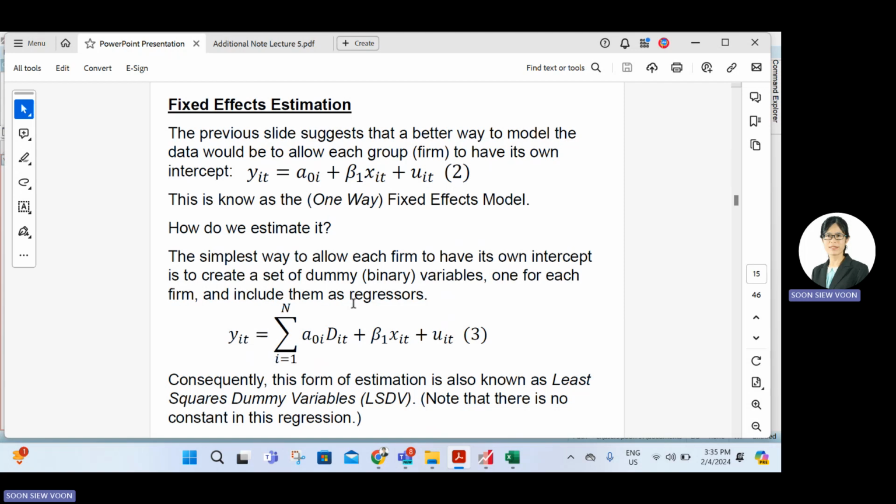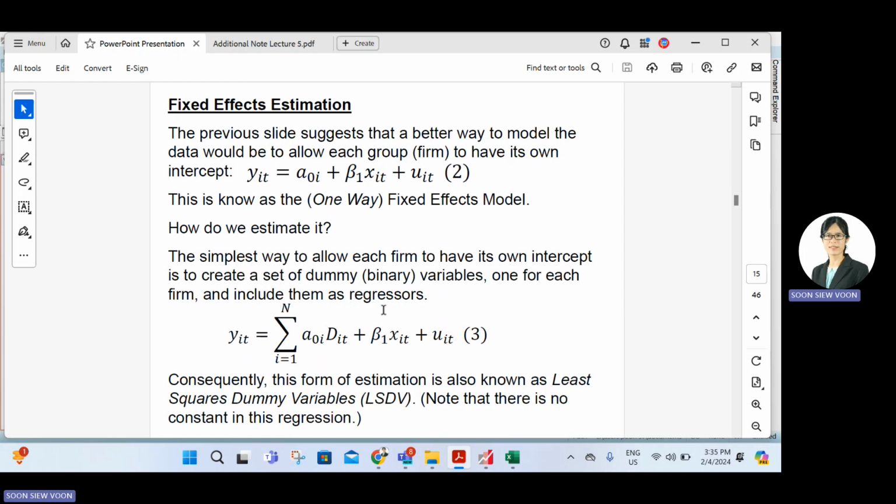Now, the previous slide suggests the better way to model the data would be to allow each group to have its own intercept. Just have 4 or 5 regression lines instead of 1, right? So how can we achieve that? This is actually known as the fixed effects model. Fixed effects model. So just have 5 regression lines instead of 1.